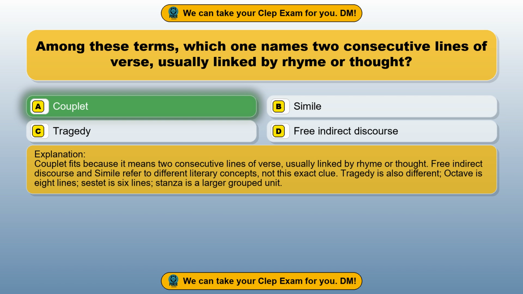Free indirect discourse and simile refer to different literary concepts, not this exact clue. Tragedy is also different, octave is 8 lines, sestet is 6 lines, stanza is a larger grouped unit.